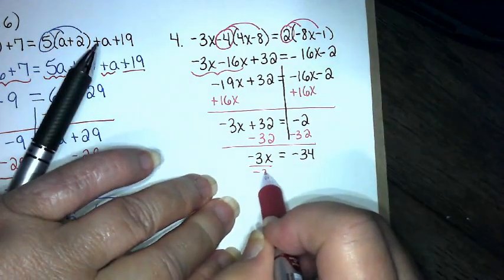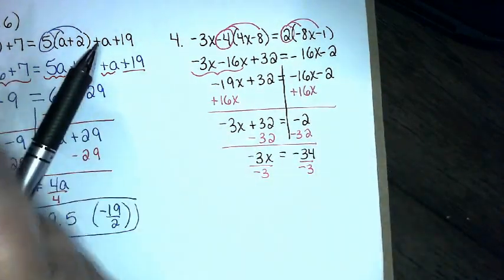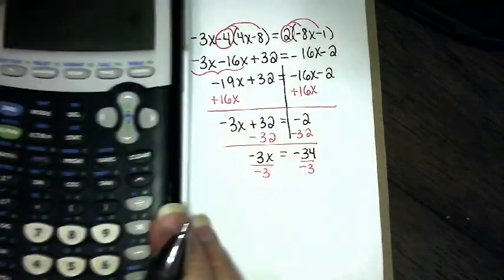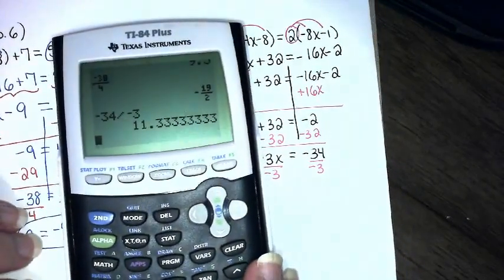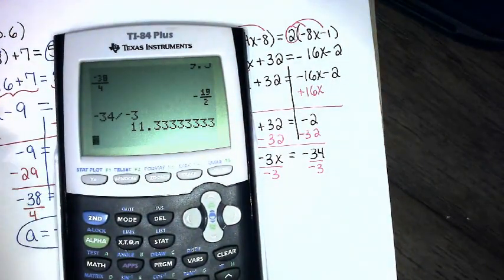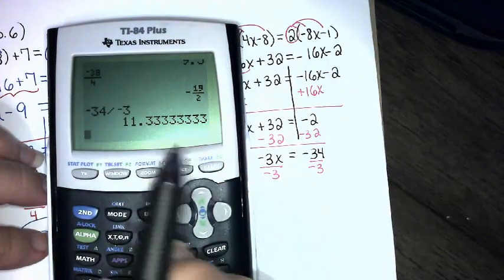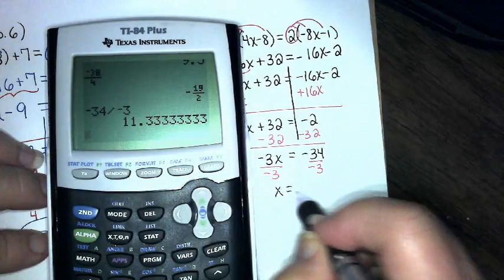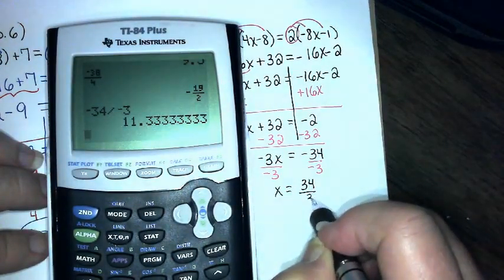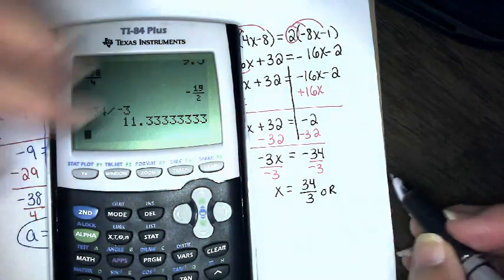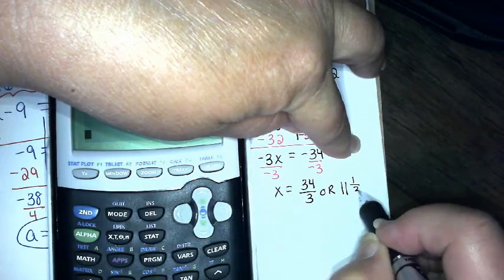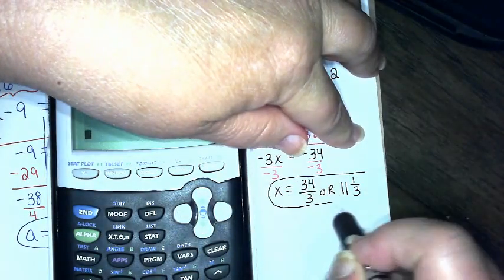So when I divide both sides by negative 3, let's see what that looks like on my calculator. Negative 34 divided by negative 3. Oh, wow. Well, that's a repeating decimal. Now, we're not going to do the repeating decimal with the bar on top anymore because that's kind of junior high. But what we can do is we could leave this as a fraction, positive 34 over 3, because a negative divided by a negative is a positive, or you could write that as 11 and 1/3. Both of those are equivalent.